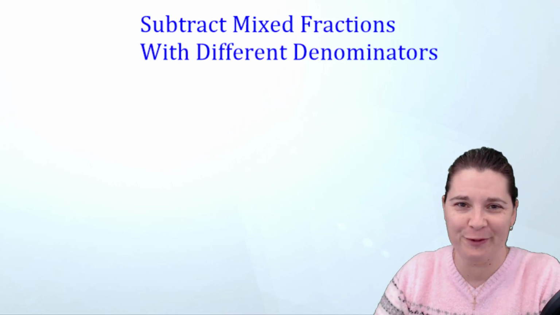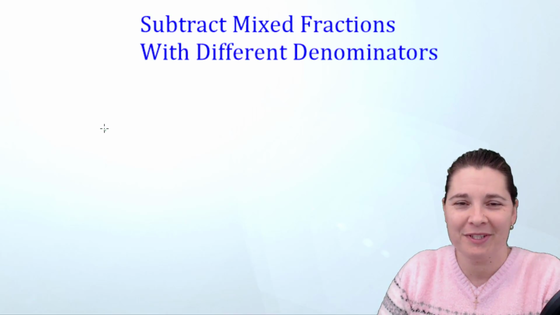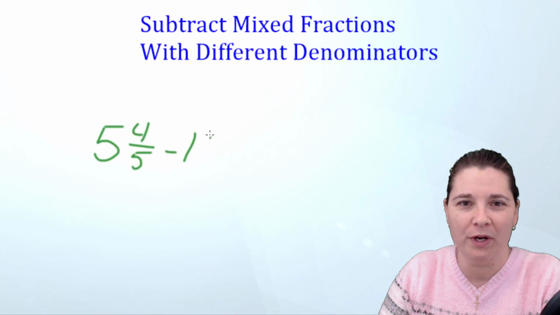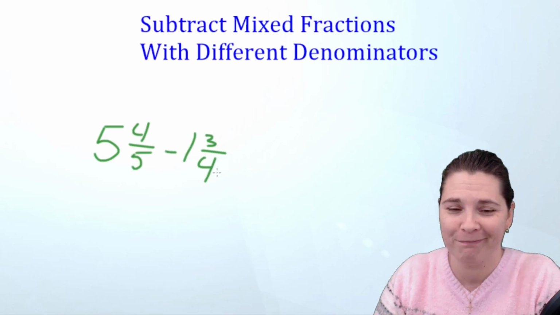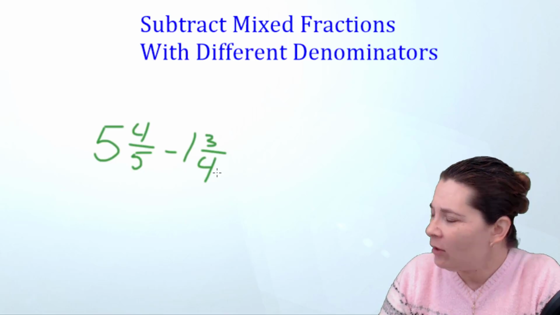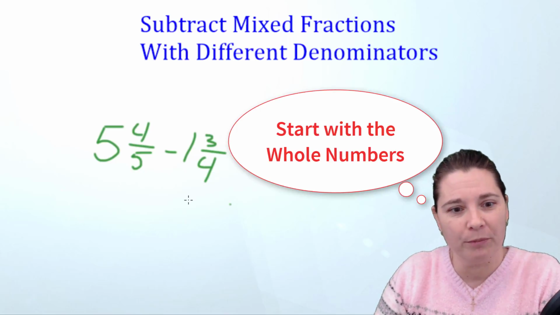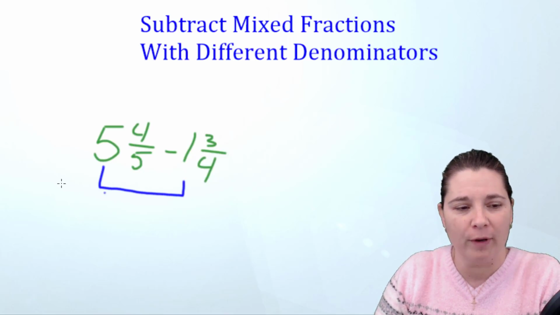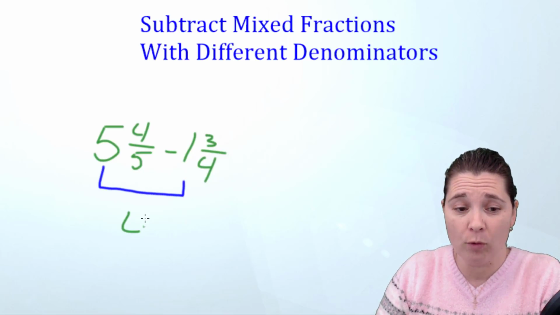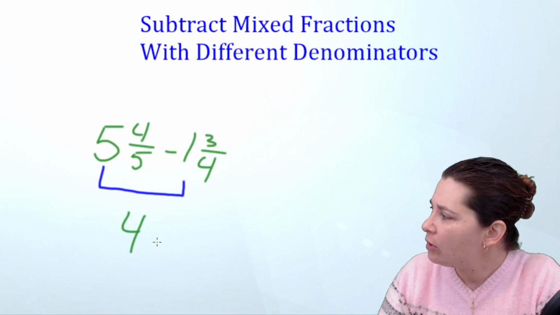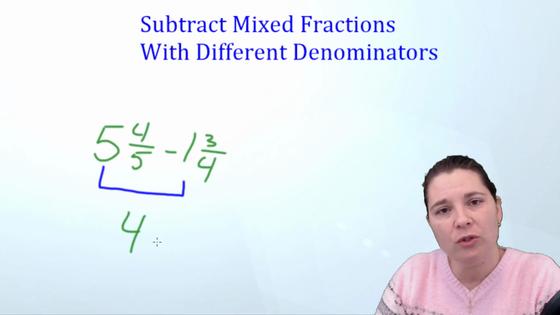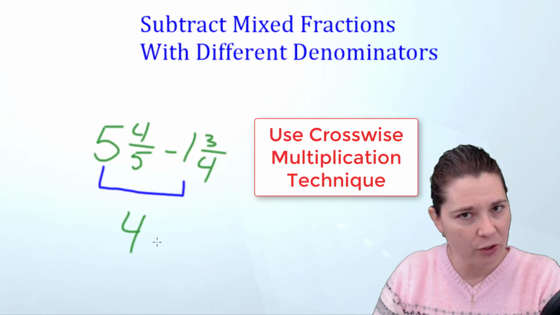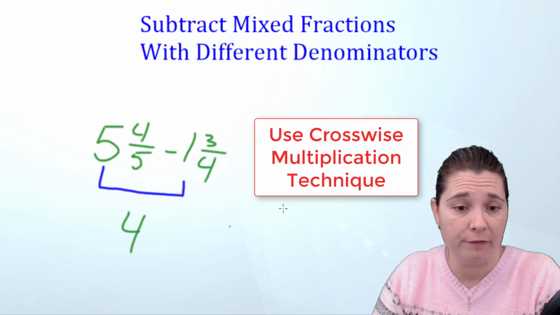So let's take a look at our first example. Let's take a look at 5 4/5, and let's subtract 1 3/4 from it. Looking at it, I think we're going to start with the whole numbers. So let's take 5 and subtract 1 from it, and that's 4. That's right. Then as I'm looking closer at it, I see that I can use that crosswise multiplication method I used in a previous video.